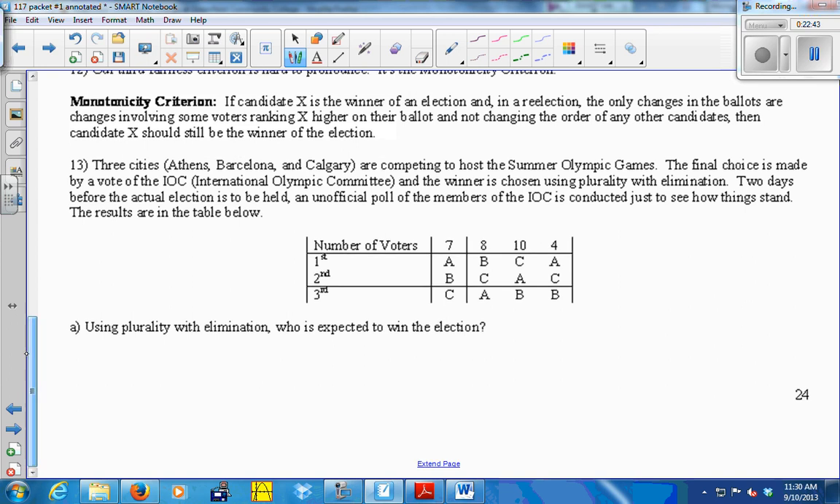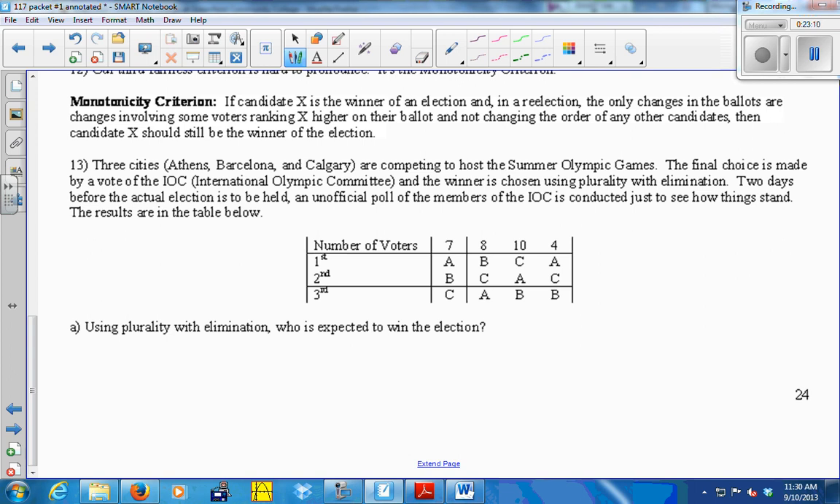So here's a little example where you can see a violation of this criterion. We have 3 cities, Athens, Barcelona, and Calgary, competing to host the Summer Olympic Games. The final choice is made by the International Olympic Committee, and they choose by using plurality with elimination. And this is true. This is really how the International Olympic Committee votes. They use plurality with elimination.